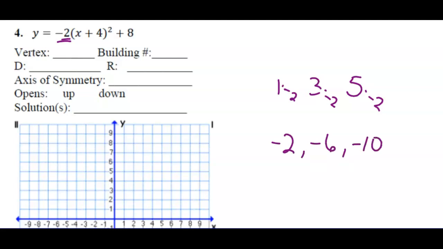So whatever number this is out here changes my building numbers. So I'm going to go over 1 still, but then down 2, over 1 down 6, over 1 down 10. Okay? Anything that's on the outside of this affects my building numbers only. It does not affect my vertex at all. Okay?